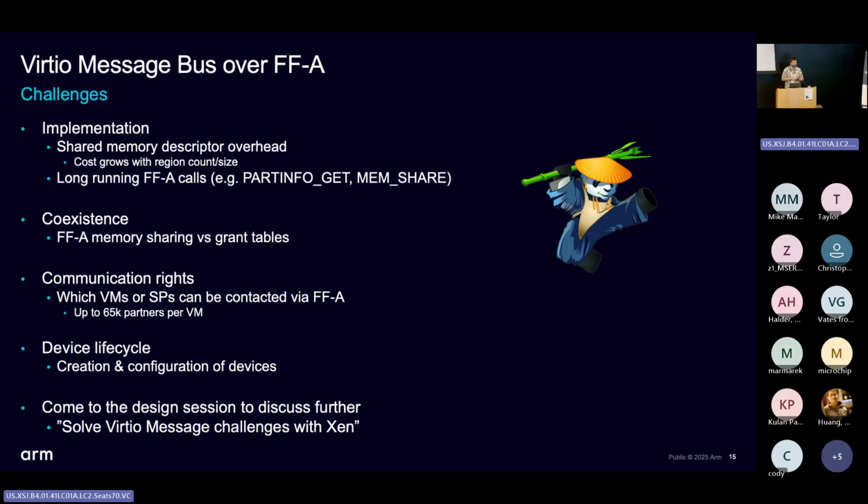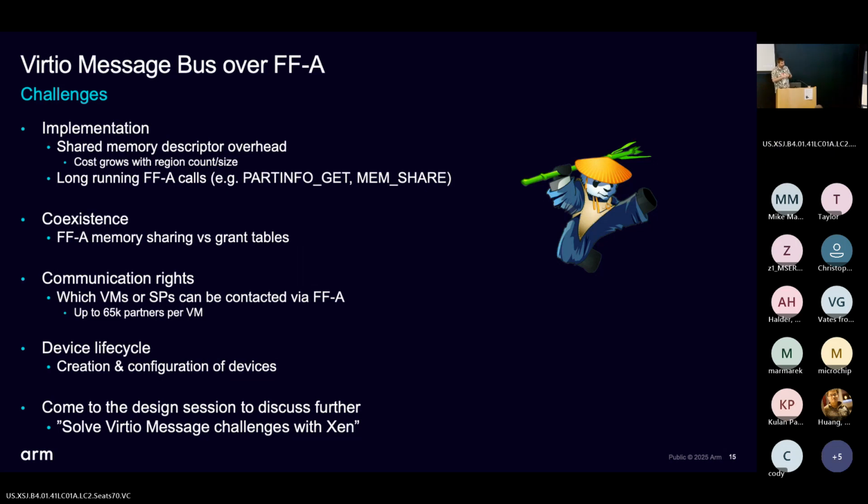available FFA endpoints in your system, the problem is there can be up to 65,000 VMs plus secure partitions in the system, which means if you have to iterate over all of them in one single hypercall, then that's blocking Xen for too long. So we have to find a way to split those into smaller chunks.